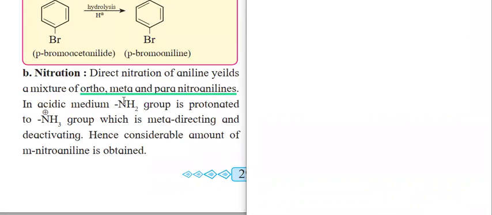Now the next reaction is nitration. Can somebody tell me what is meant by nitration? Yes, very good. A nitro group is attached to the benzene ring. See, the direct nitration of aniline yields a mixture of ortho, meta and para, all three products: ortho, meta and para nitroanilines.